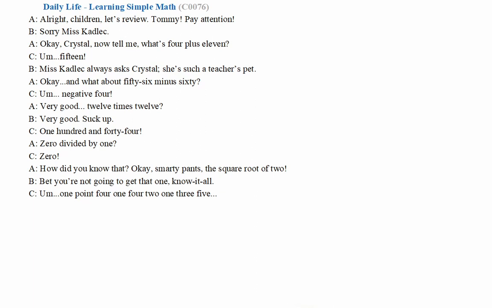All right, children, let's review. Tommy, pay attention. Sorry, Miss Cadlick. Okay, Crystal, now tell me. What's 4 plus 11? 15. Miss Cadlick always asks Crystal. She's such a teacher's pet. Okay, and what about 56 minus 60? -4. Very good. 12 times 12? Very good. Suck up. 144. 0 divided by 1? 0. How did you know that? Okay, smarty pants. The square root of 2. Bet you're not going to get that one, know-it-all. 1.4142135.